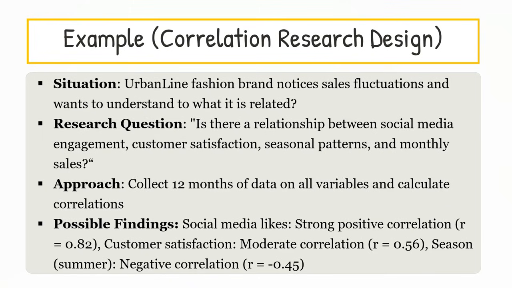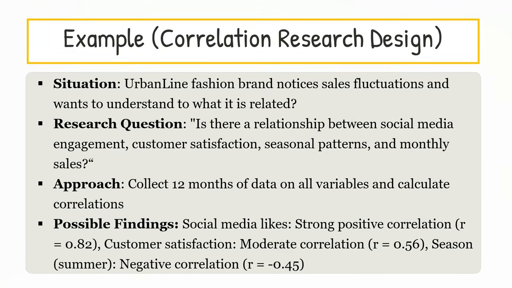So here the company can have an approach of collecting 12 months data on all of the above variables so as to find out the relationship between all these variables affecting the sales of their product. The possible finding of the study could be the social media engagement of the customer shows a positive strong relationship. That means the more the social media engagement of the customer, the more will be the sales of the product category. That can be shown with the value R equal to 0.82.